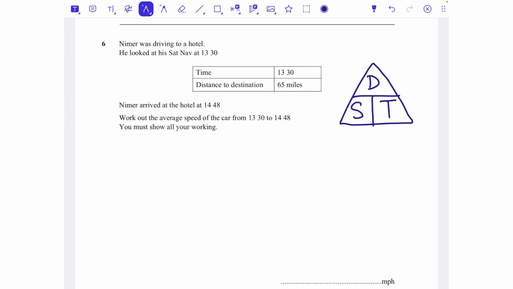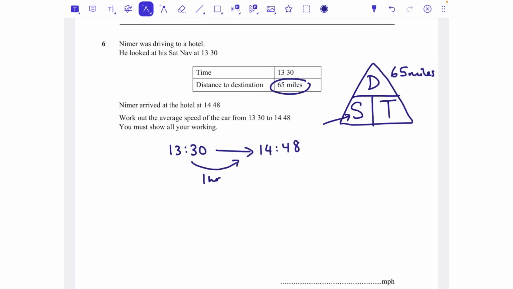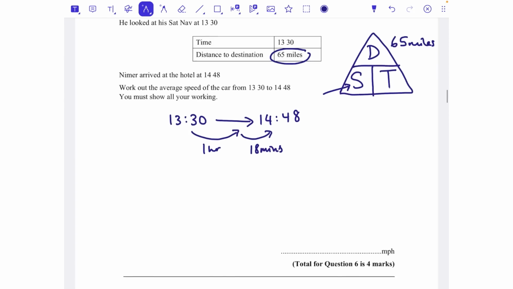So to be able to work out the speed, we need to do distance divided by time. We know that the distance is 65 miles, but we don't know the time. So the time is from 1:30 or 13:30 to 2:48. Now that is 1 hour would get us to 2:30 and then another 18 minutes. That's how I work it out in my head anyway. 1 hour and 18 minutes. So I've got to now type that in my calculator.